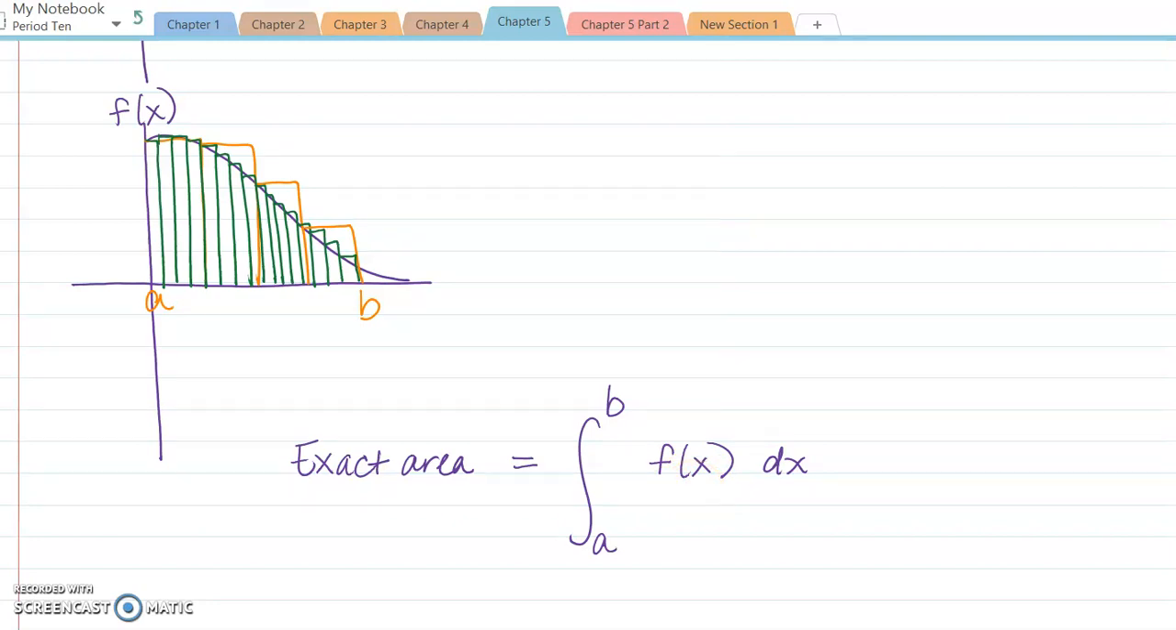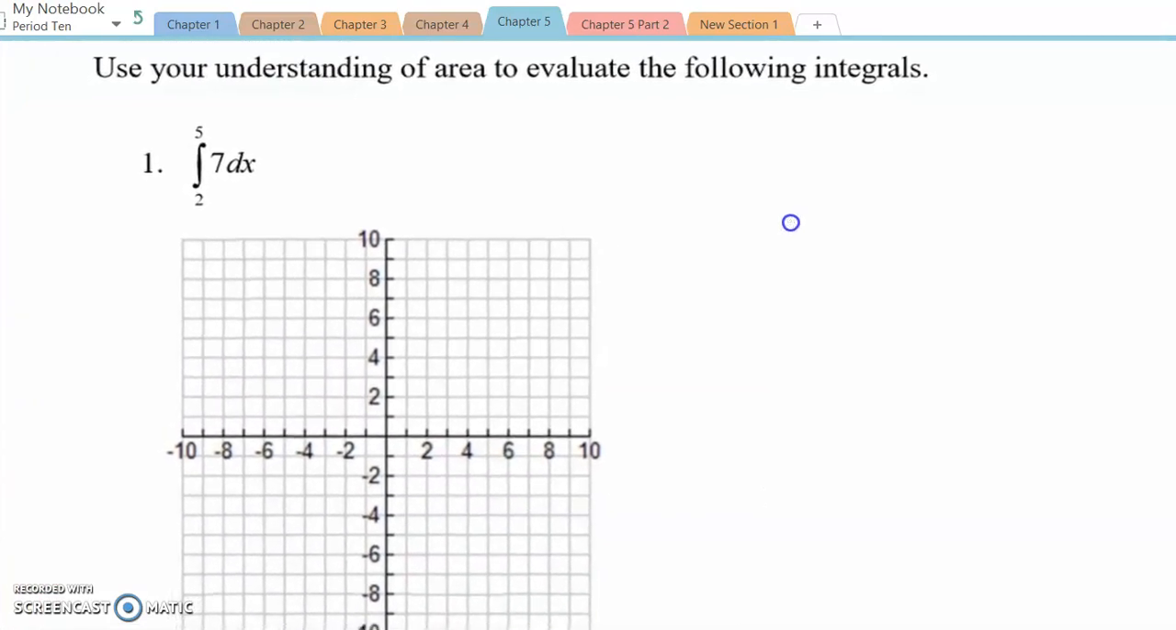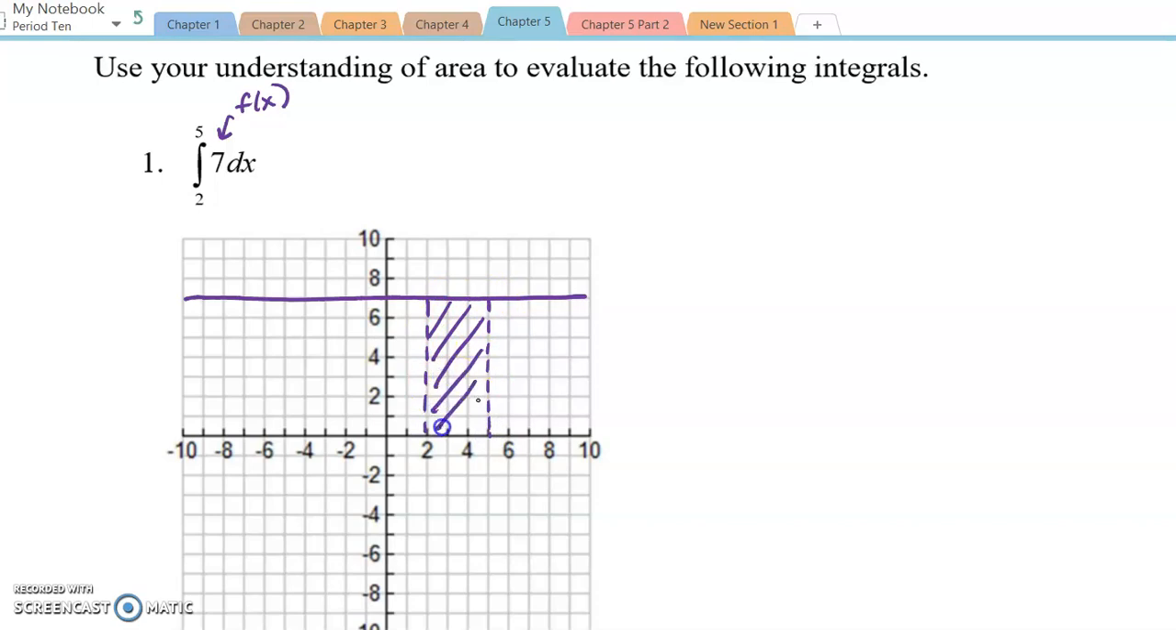So what does this look like in problems? I'm going to start us here. Again, what this represents is the function, and you're finding the area under that function, so under 7, between 2 and 5. 7 is a horizontal function, and it says specifically you are finding the area between 2 and 5. So this is a really, really nice rectangle. The rectangle is 7 tall and 3 wide, so the area is 21.